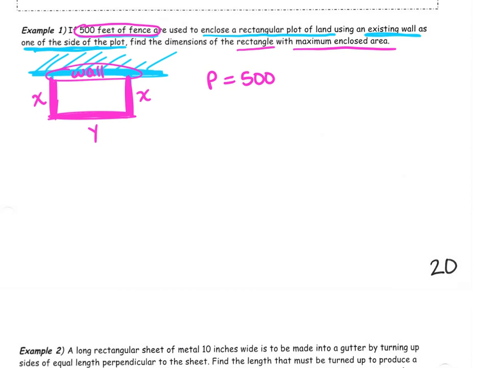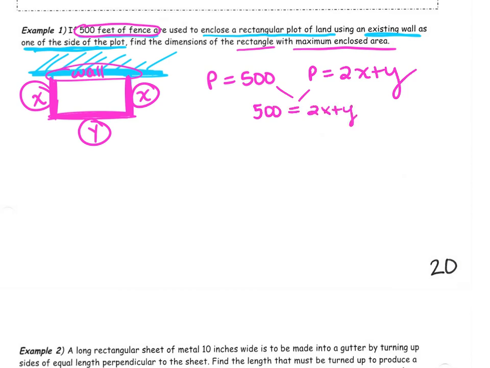Okay, so I also know my perimeter is equal to x plus x plus y, so I have 2x plus y. So if both of these things are the perimeter, I'm going to set them equal to each other. I'll have 500 is equal to 2x plus y. All right. We also want to figure out what the max area is. So I've got this equation here. Okay. What's our formula for area of a rectangle, guys? What's our formula for area of a rectangle?